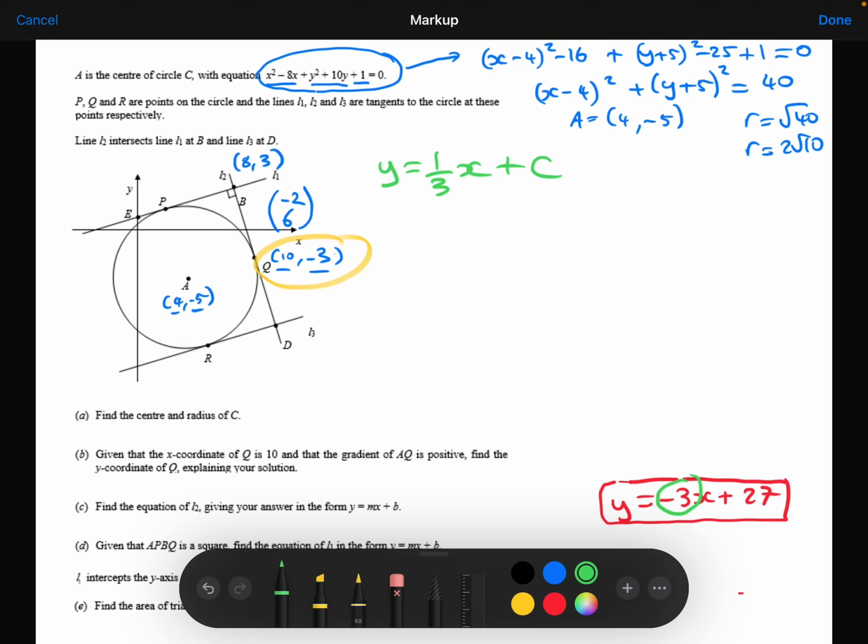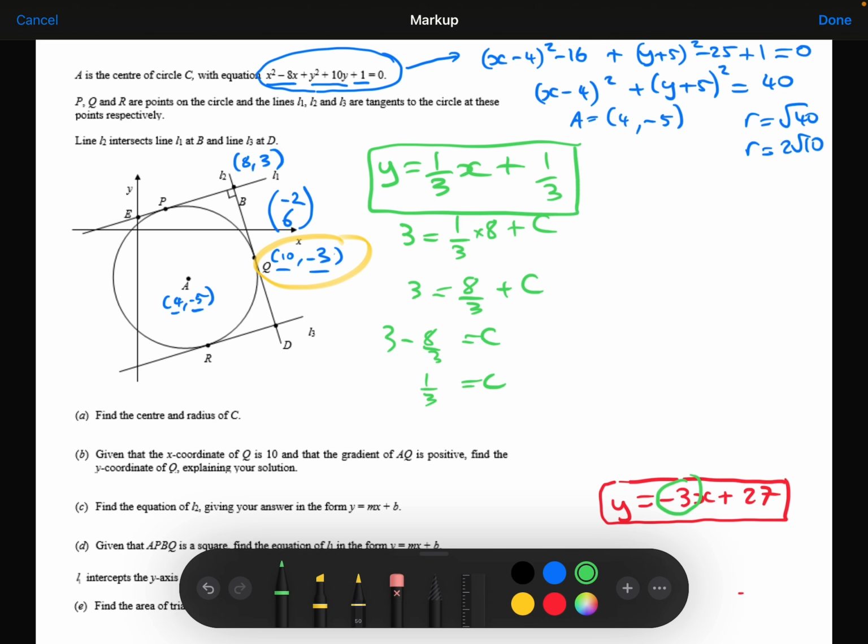So I can now say that the y coordinate is equal to 1/3 times the x coordinate plus c. So 3 equals 8 over 3 plus c. 3 minus 8 over 3, which is 1/3. So I have now worked out the equation of L1. Right, let's now move to the last part of the question.